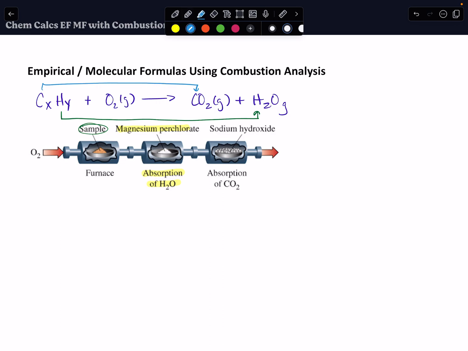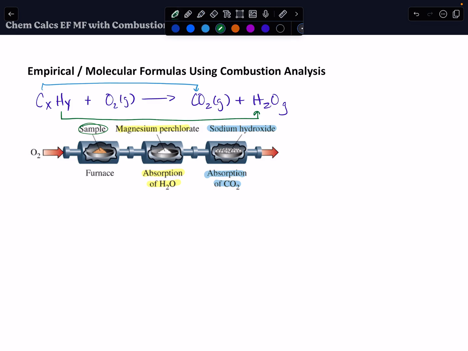By the same token, to determine the amount of CO2, we use something like sodium hydroxide, which is a strong base. It's going to interact with that carbon dioxide as it moves past, absorbing it. Again, we take the difference in mass before and after exposure to CO2, and that gives us the amount of carbon dioxide.